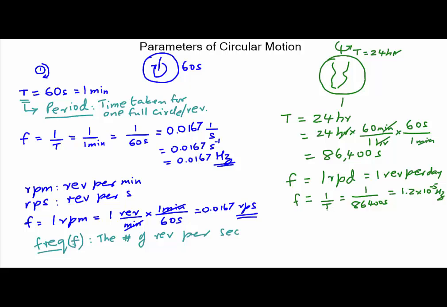Frequency is an inverse relationship with time, so as your period increases your frequency decreases. So it went from 1.67 times 10 to the negative 2 hertz to 1.2 times 10 to the negative 5 hertz, 3 orders of magnitude smaller.